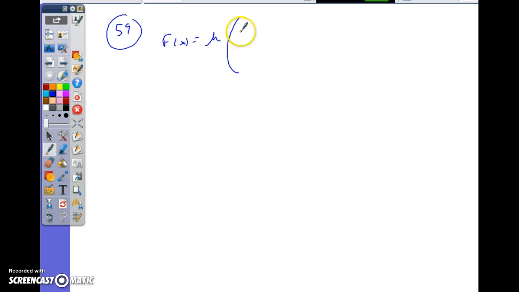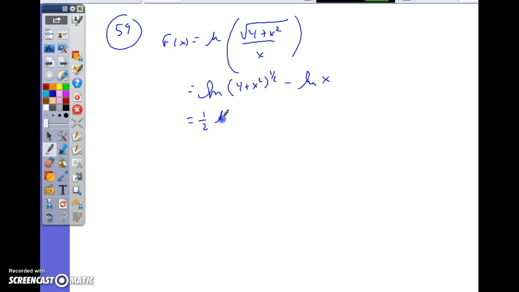I'm going to use the ln rules on this one. There's something divided by something. Division inside is subtraction outside. So I'm going to go ln of 4 plus x squared to the 1/2 power, minus ln of x. So far so good? Don't like that 1/2 power. I'm going to throw that out in front too: 1/2 ln of 4 plus x squared, minus ln of x.